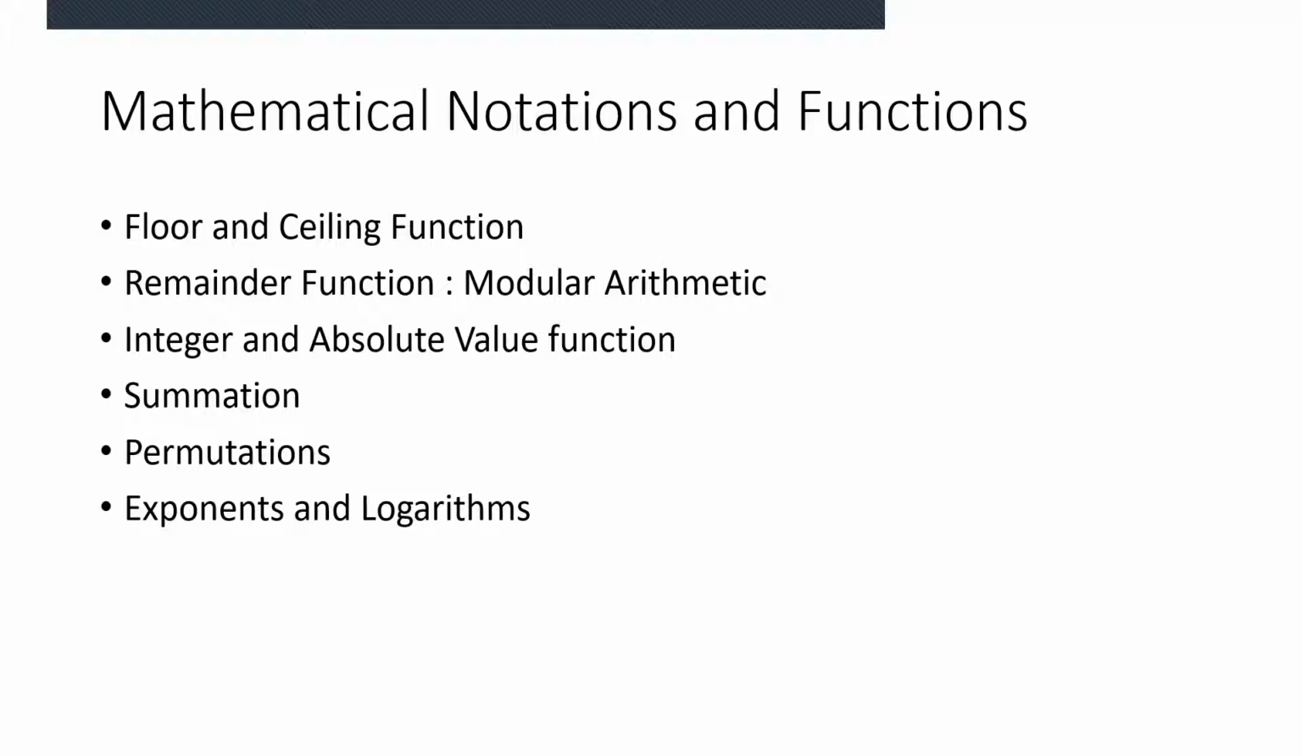Among those are floor and ceiling, and the remainder function. The remainder function we have already done in most of the programs last semester, which is also known as modular arithmetic. Under modular arithmetic, we will learn about the remainder function. Then the integer and absolute value functions are very easy. The integer function finds the integer part. The absolute value function: what's the difference from an integer? An integer can be positive or negative, but in absolute value we consider only the value part, that is, we ignore the sign.